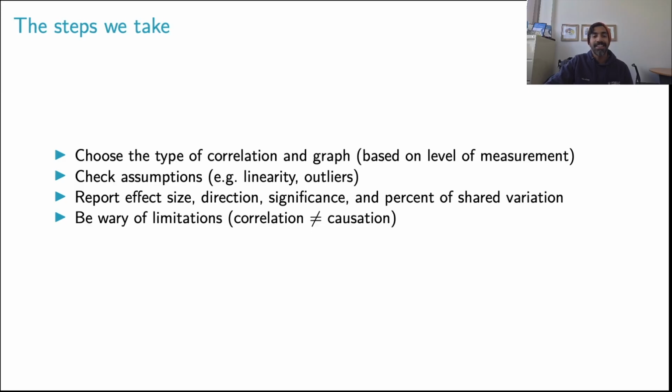And so the steps we take are to choose a type of correlation and graph based on the level of measurement. We check our assumptions, for example, linearity and outliers, and report effect sizes. That's critical. The direction and significance are three key components that need to always be reported together. So what is the effect size? What is the direction of the effect? And is it statistically significant? And the percentage of shared variation.